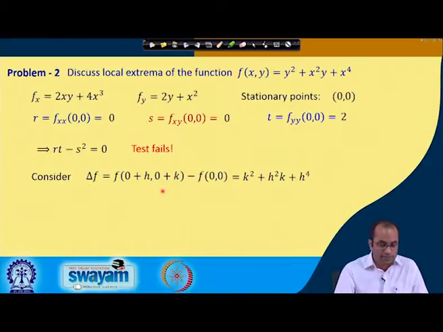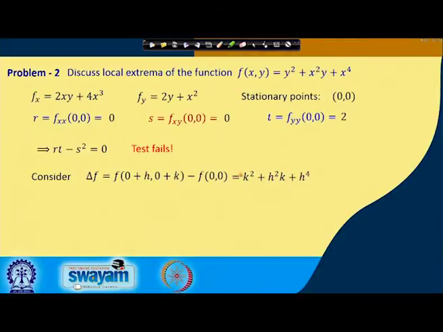So, in this case perhaps it is possible. When we have this f(h, k) minus f(0, 0), f(0, 0) is 0. So, f(h, k) will be simply this y replaced by k, and this is h square k, and then here x replaced by h, so we have h power 4 for this x^4. So, we have this.